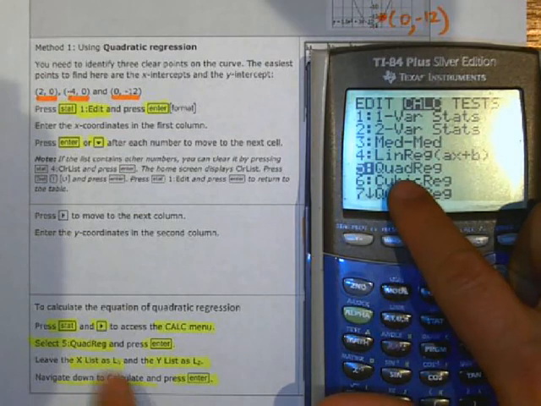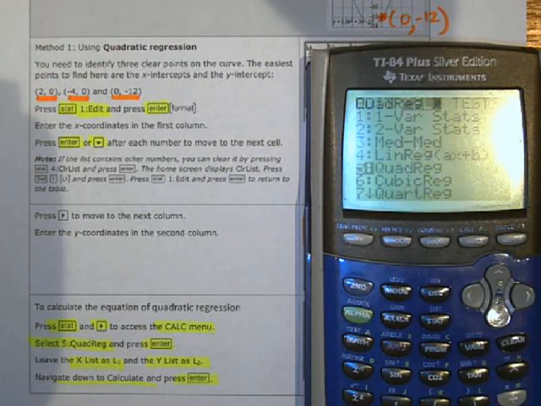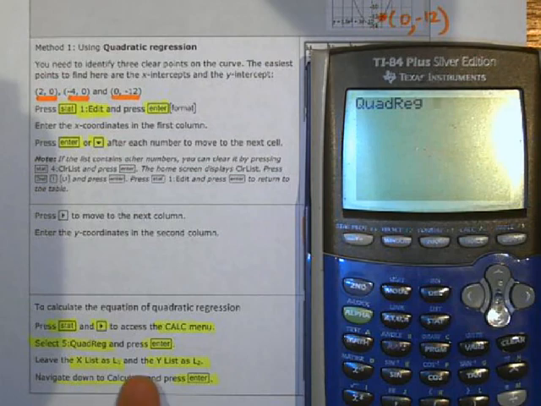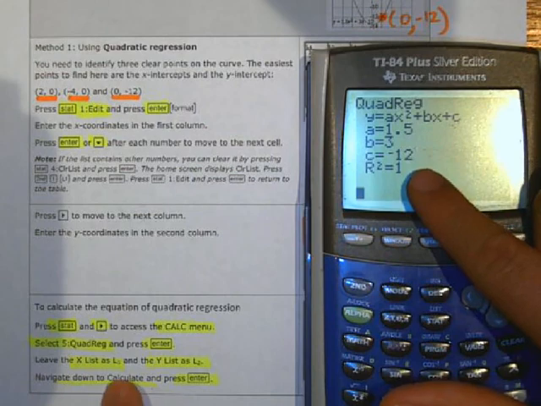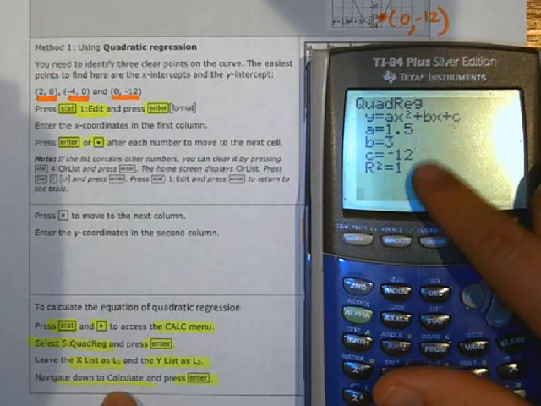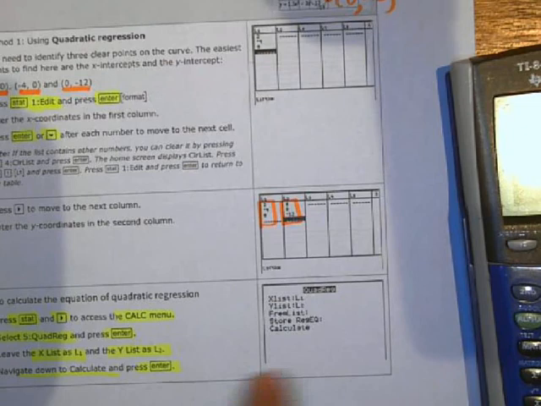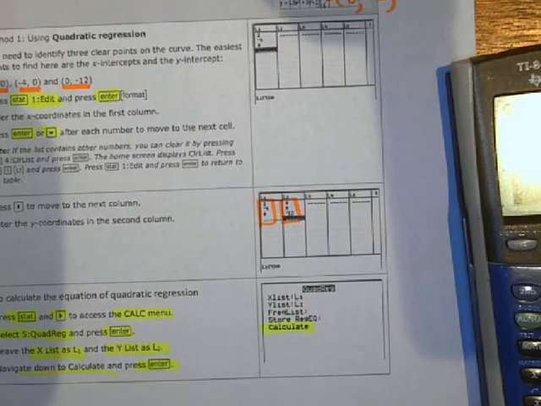If you have that really old calculator, then it might be 6, but you're going to look for where it says Quad Reg, quadratic regression. I hit Enter, and then I hit Enter again, and now it tells me the A, B, and C values. If you have a newer calculator, you may have to hit the down arrow a couple times. It will look like this first, and you just arrow down until you get to Calculate, and then you press Enter.